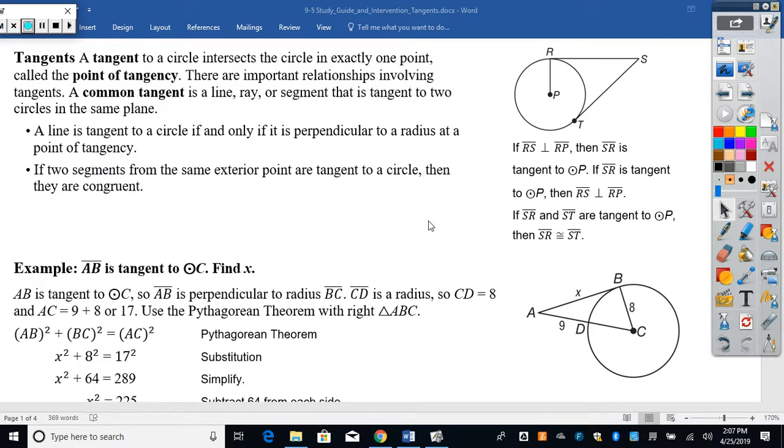Looking forward to going through this next section with you guys, section 9.5, and talking about tangents. Now, a tangent line, I know you've heard of tangents before. We worked with trig functions before, but we are going to look at what a tangent is to a circle, and I'll explain that in a second.